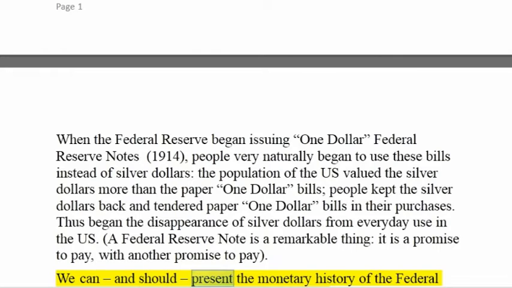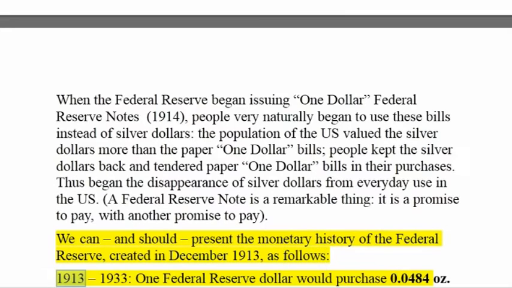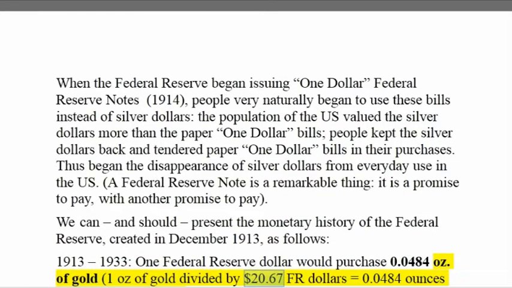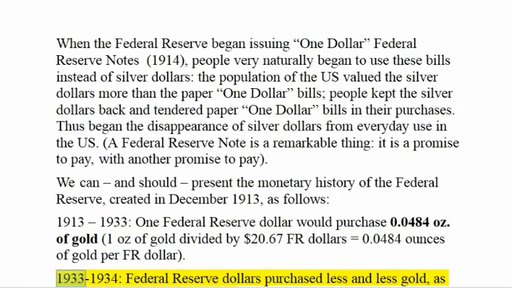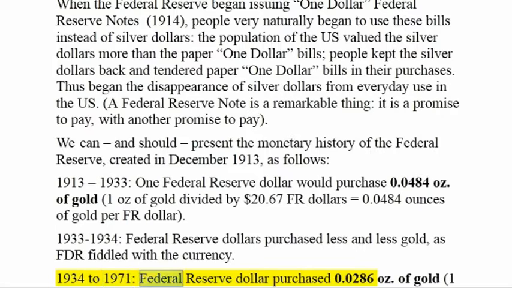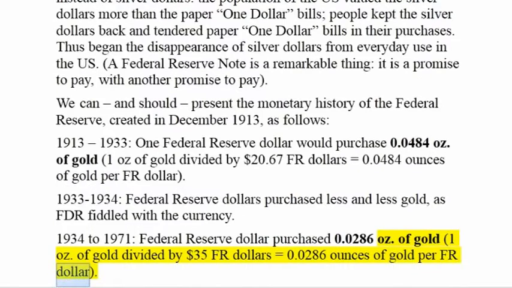We can, and should, present the monetary history of the Federal Reserve, created in December 1913, as follows. 1913 to 1933, one Federal Reserve dollar would purchase 0.0484 oz of gold. 1 ounce of gold divided by $20.67 FR dollars equals 0.0484 ounces of gold per FR dollar. 1933 to 1934, Federal Reserve dollars purchased less and less gold, as FDR fiddled with the currency. 1934 to 1971, Federal Reserve dollar purchased 0.0286 oz of gold. 1 ounce of gold divided by $35 FR dollars equals 0.0286 ounces of gold per FR dollar.